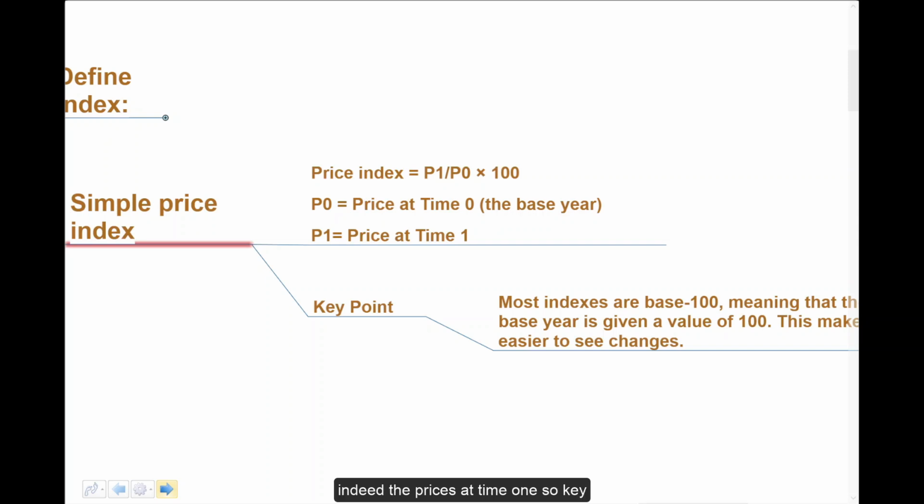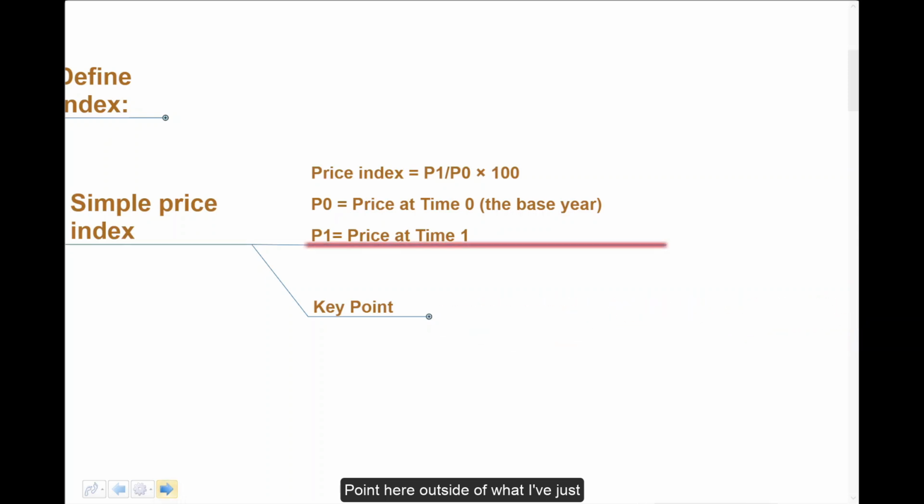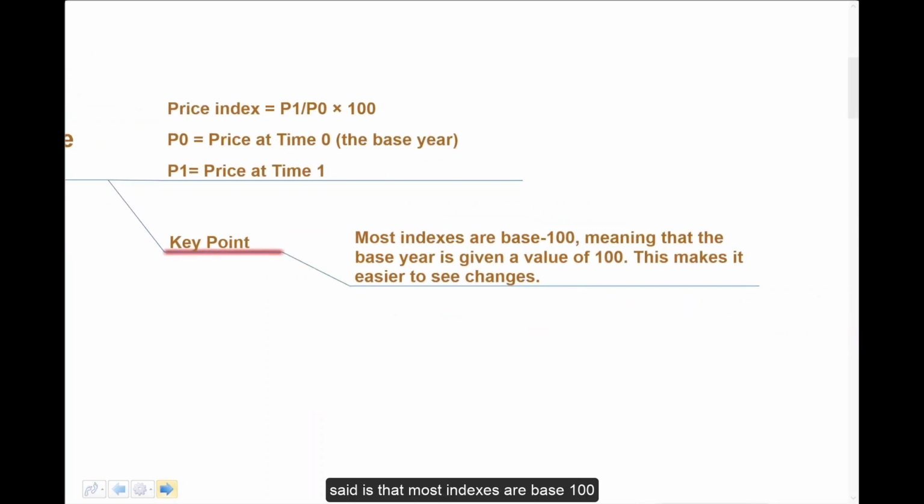So the key point here outside of what I've just said is that most indexes are base 100, meaning that the base year is given a value of 100. This makes it much easier to see the changes because you're looking at the difference between, let's say, 100 and 115, 120, etc. So, think about the RPI, or the Retail Price Index, just as an example.